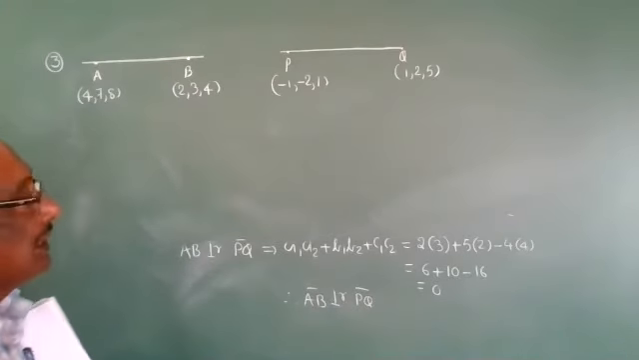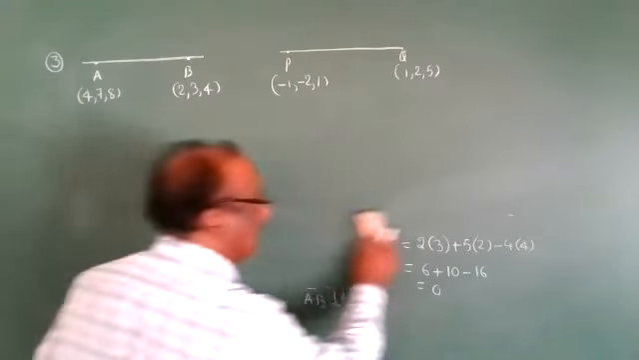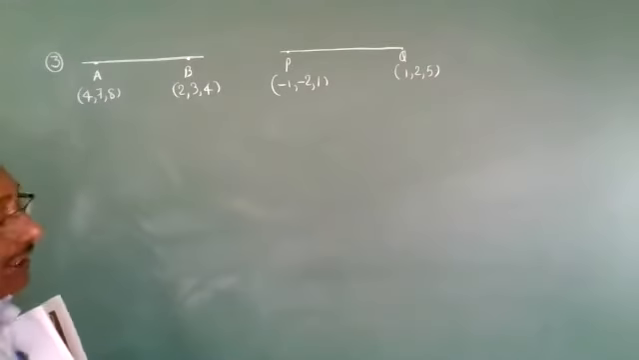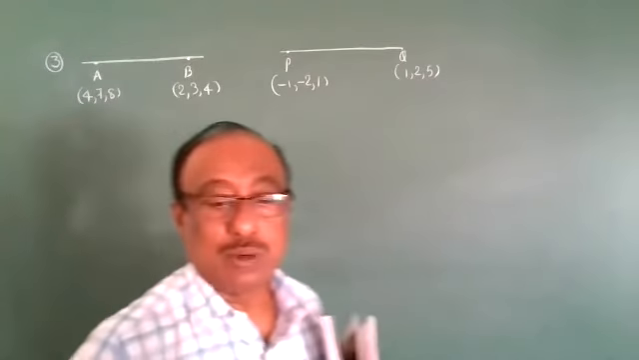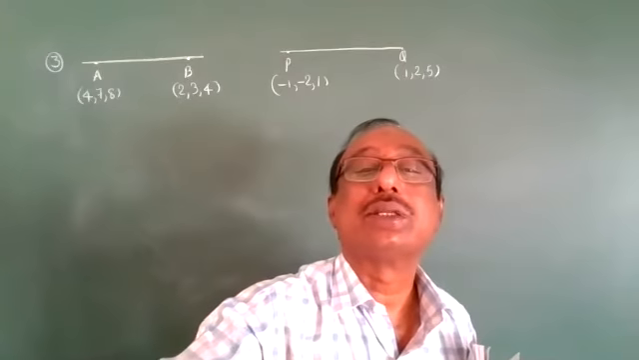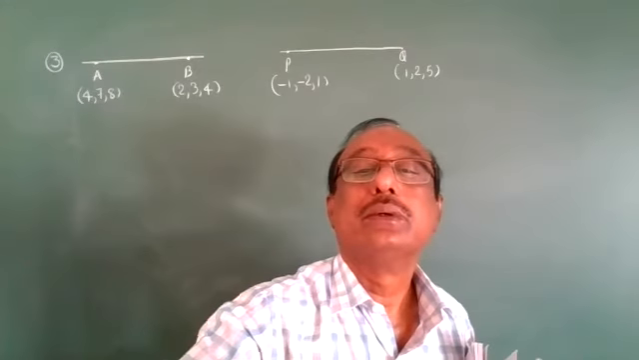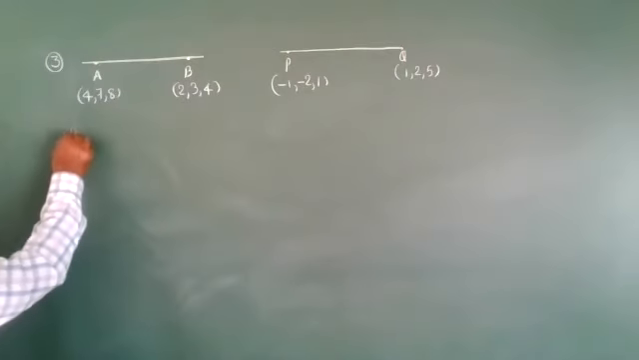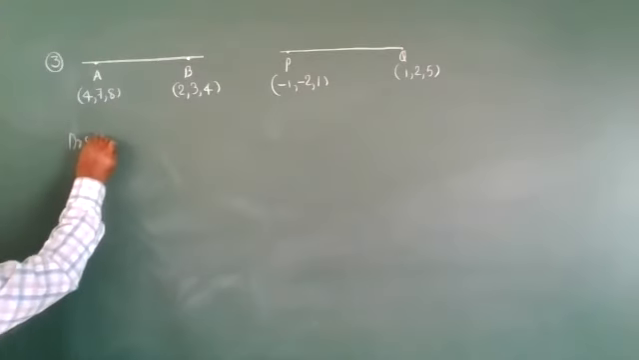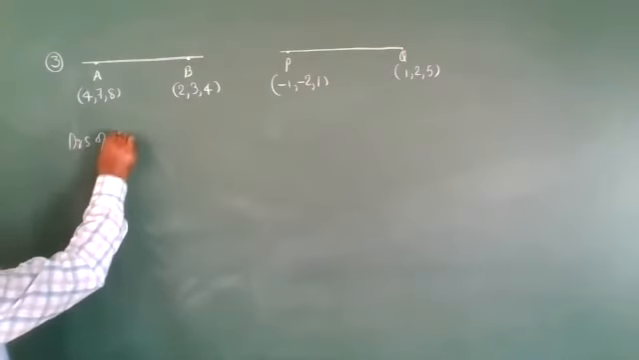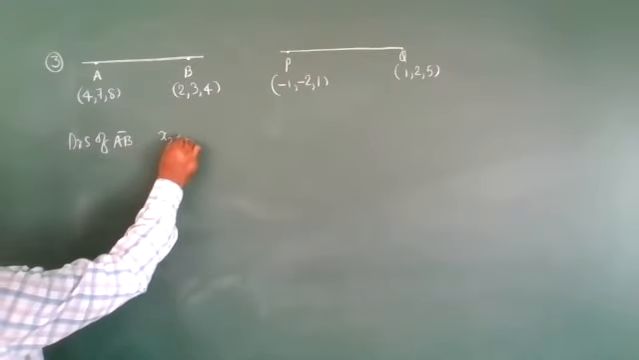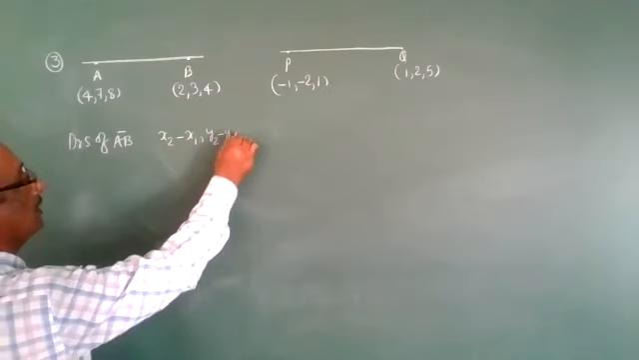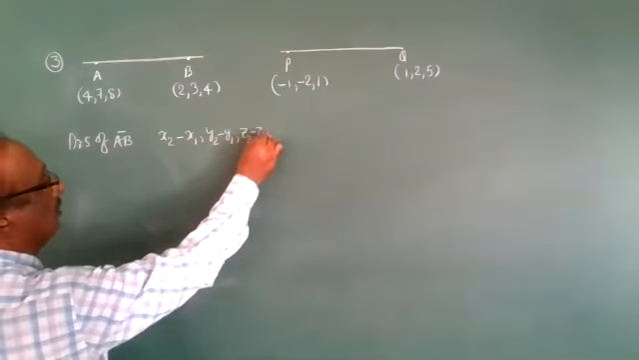Find the DRs first: the DRs of the first line and the DRs of the second line. Parallel means the ratios are equal. First we can do the DRs of AB bar: X2 minus X1, Y2 minus Y1, Z2 minus Z1.